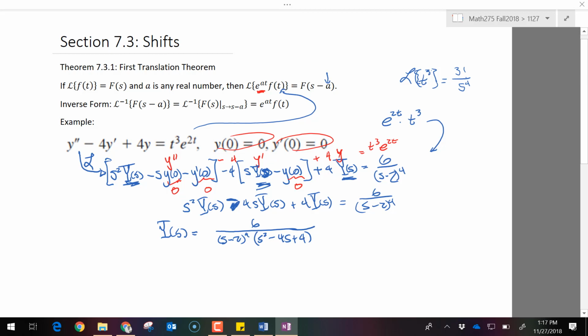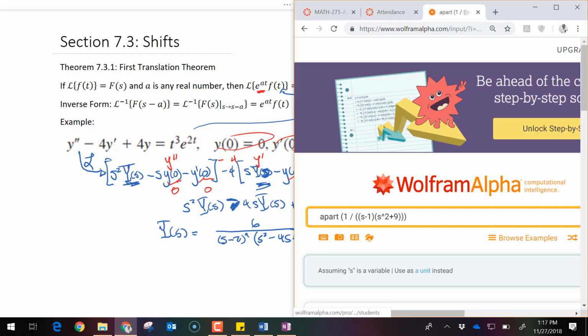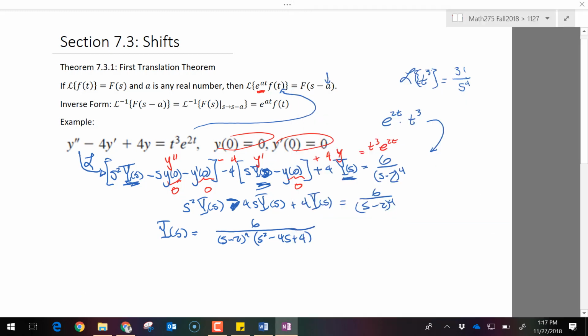Okay. I wonder if we can factor. Can we factor that one? You know what? I don't care. I'm just going to have Wolfram Alpha do it. Oh, it's s plus 2 squared.